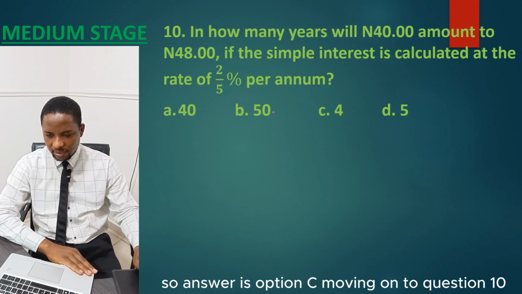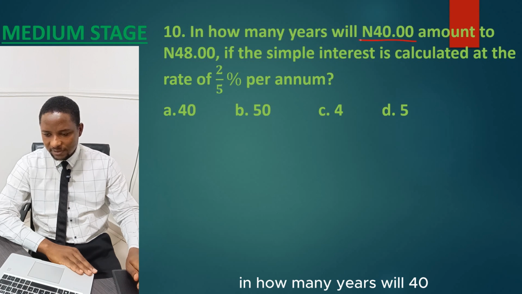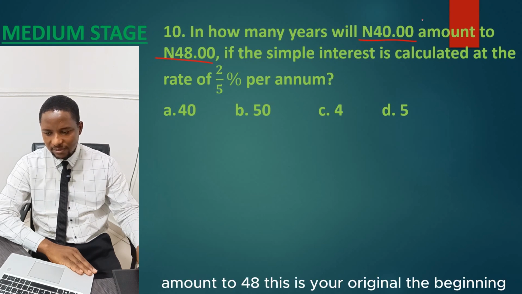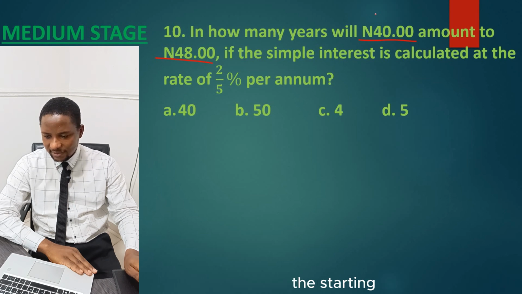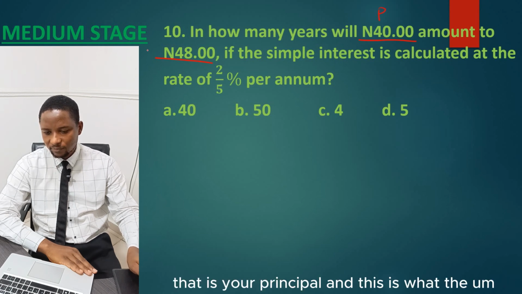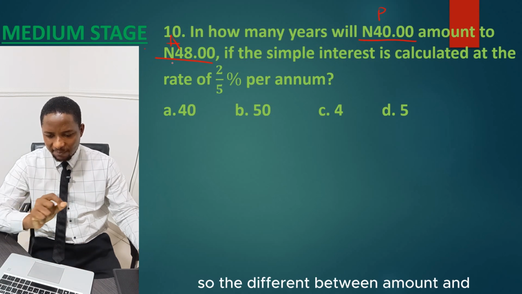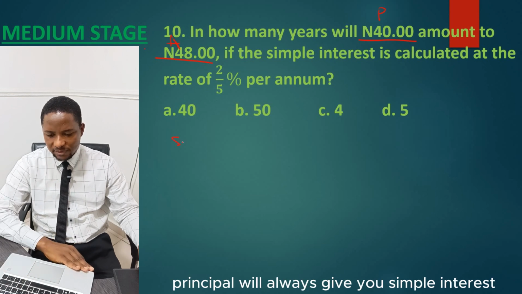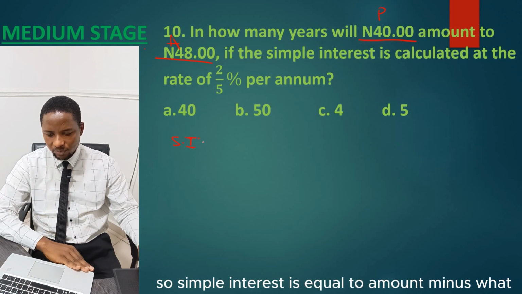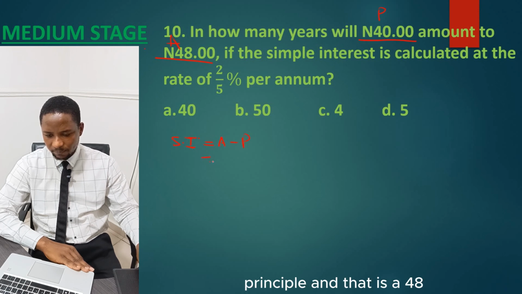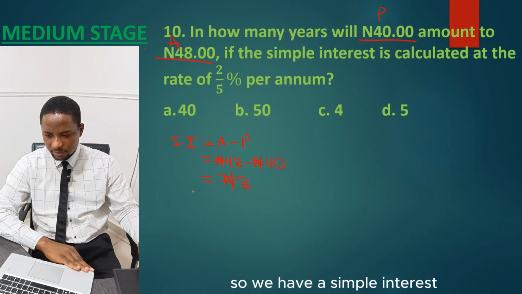Moving on to question 10. In how many years will 40 amount to 48? This is the original, the beginning, the starting. That is your principal. And this is what the money amounts to. So this is your amount. So the difference between amount and principal will always give you simple interest. So simple interest is equal to amount minus what? Principal. And that is 48 minus 40. And that will give you 8. So we have a simple interest.